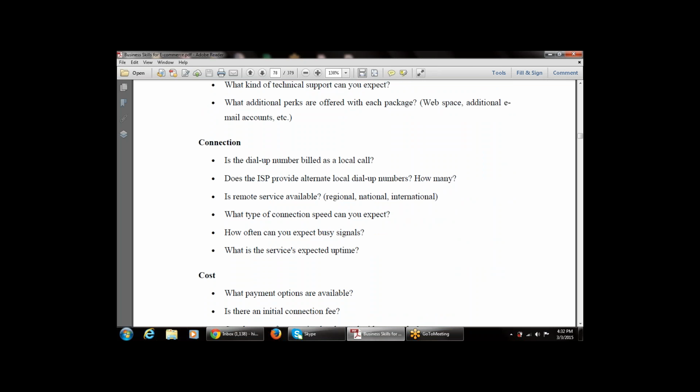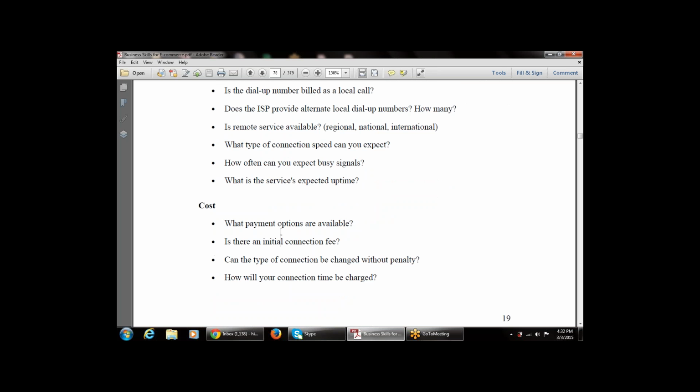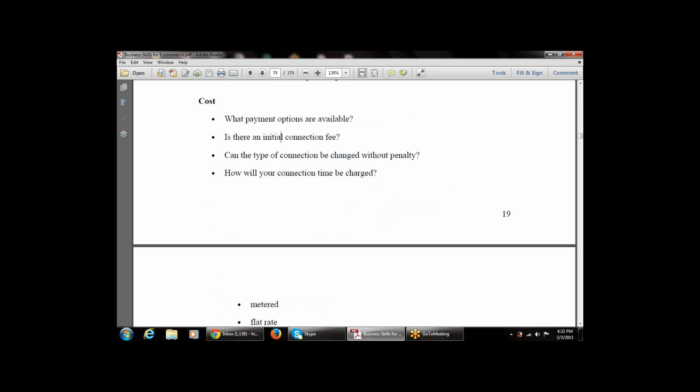Then next is cost, the questions based on cost. What payment options are available? Is there an initial connection fee? Can the type of connection be changed without penalty? How will connection time be charged? These are the various questions based on cost.